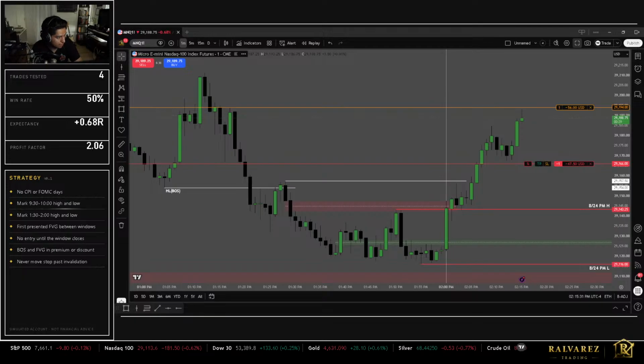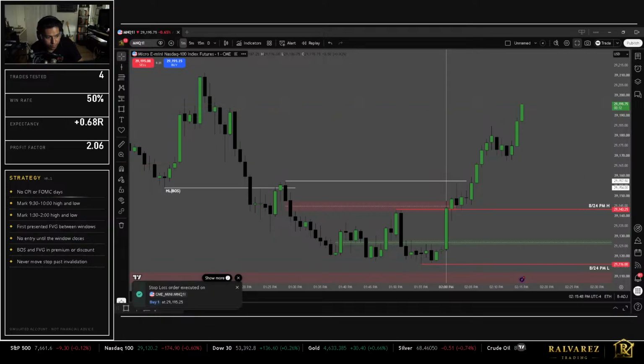See, I get stuck at this processing window. This always happens to me. I don't know how to fix it, but it does look like we're gonna get stopped out right here. Boom.